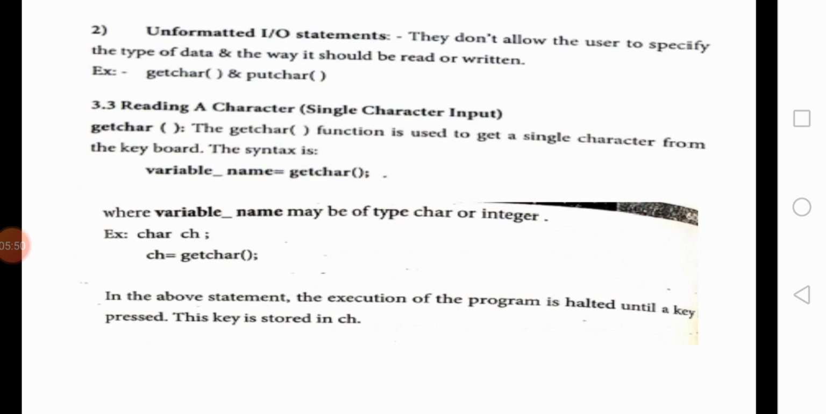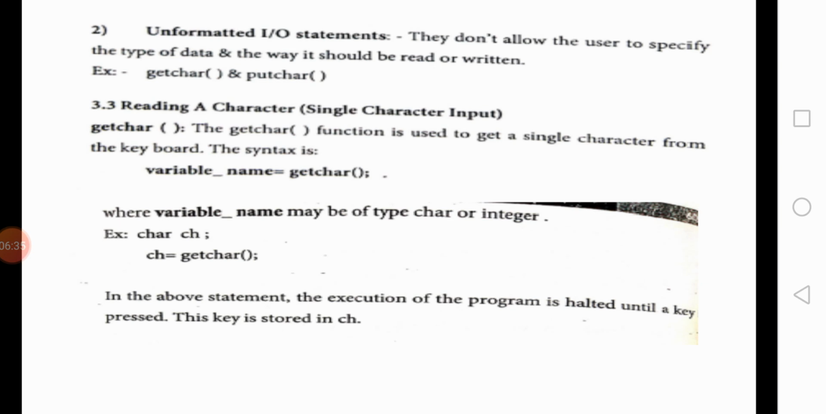Unformatted IO statements don't allow the user to specify the type of data and the way it should be read or written. The examples are getchar and putchar. Reading a character is single character input. getchar means we are getting a single character based on the input. Here the getchar function is used to get a single character from the keyboard. It can accept only a single character, whatever input you are giving from your keyboard.